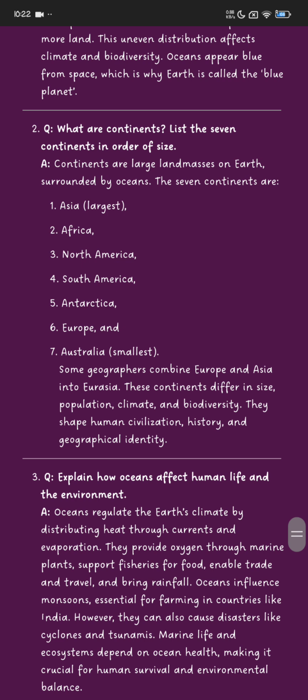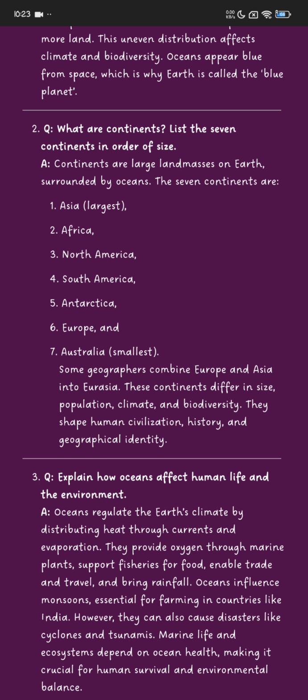Number 2. What are continents? List the 7 continents in order of size. Continents are large landmasses on Earth surrounded by oceans. The 7 continents are Asia, which is largest, then Africa, North America, South America, Antarctica, Europe, and Australia, which is the smallest. Some geographers combine Europe and Asia into Eurasia.